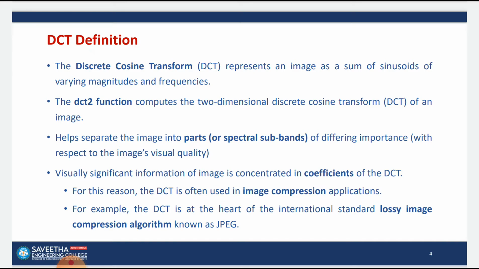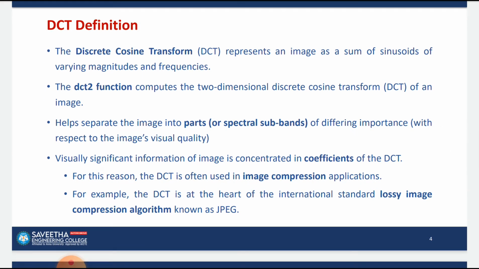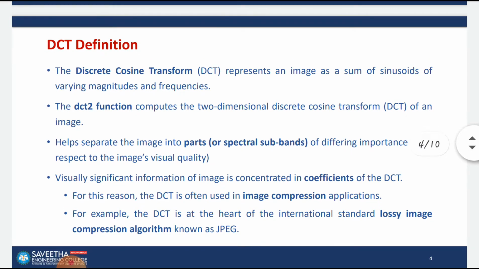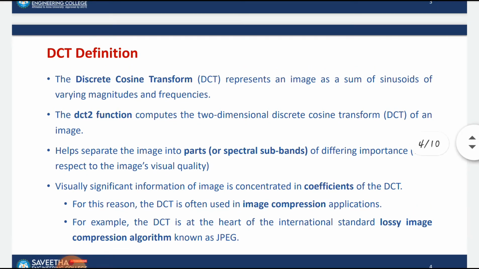In MATLAB, the dct2 function is used to compute the two-dimensional discrete cosine transform of an image, and it helps to separate the image into parts or spectral subbands of differing importance. Depending on the image's visual quality, we will represent the image in different spectral bands. A spectrum is a collection of frequencies. Based on the resolution, different spectral components will be represented using discrete cosine transform. The DCT formula and all you will be studying in your theory classes. I am just giving you an overview of the discrete cosine transform.